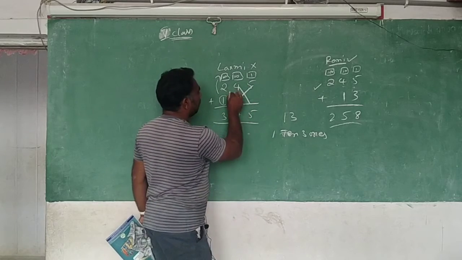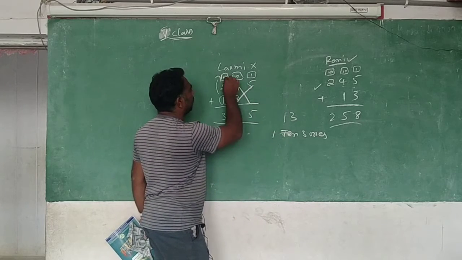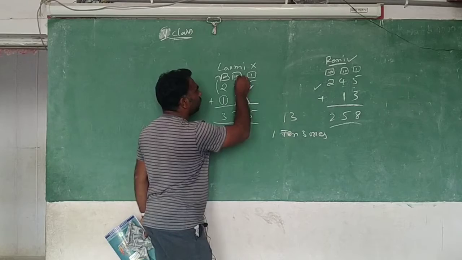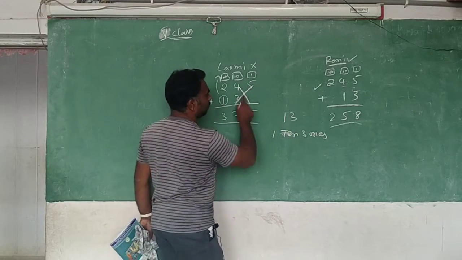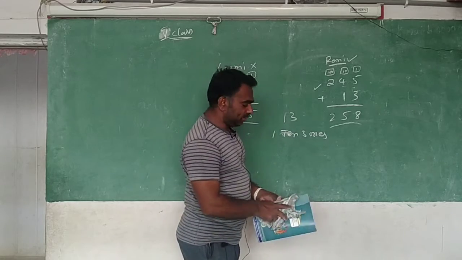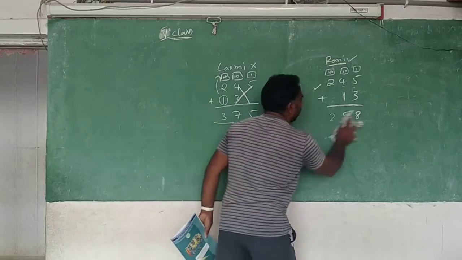But here Lakshmi has done it wrong. 1 should have been taken under tens, and 3 should have been taken under ones. That's why Lakshmi's problem is wrong. Rani's problem is correct. Okay.